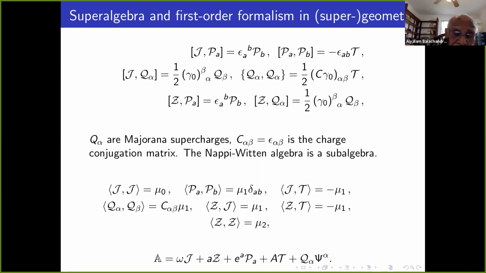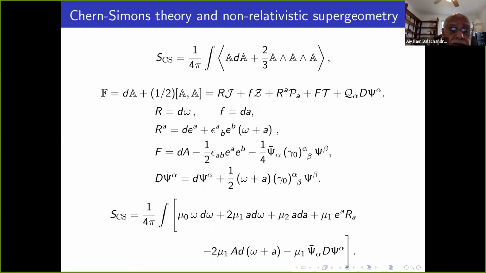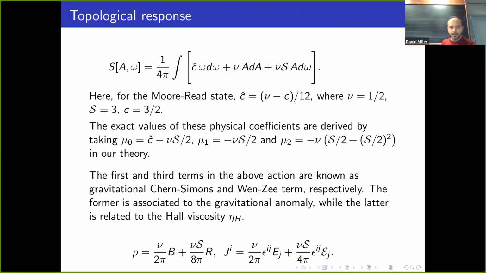Can you point out what a Moore-Read state is? You said Moore-Read state. Which one is Moore-Read state? The Moore-Read is exactly this one.